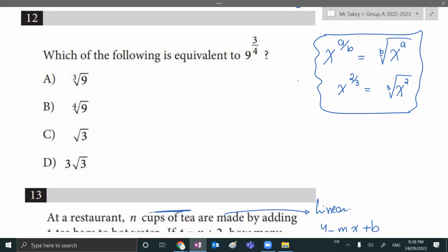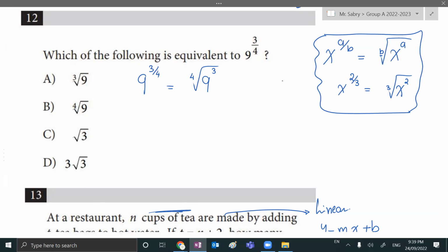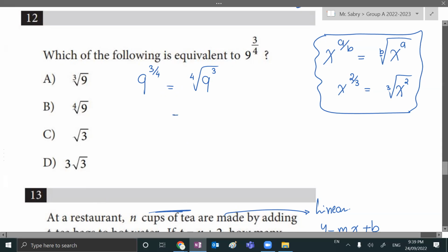Yes. Okay, what happens next? We have here 9 power 3 over 4. We said whenever we have a fraction like that, I'll switch it to a root. It will become 9 power 3 under the 4th root. When you look at the answers, no such answer is there. So I'll try to adjust it and simplify it a bit. How do I do so?